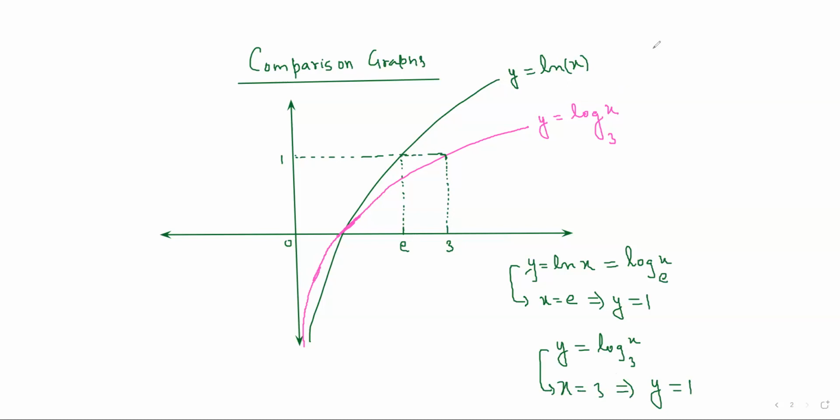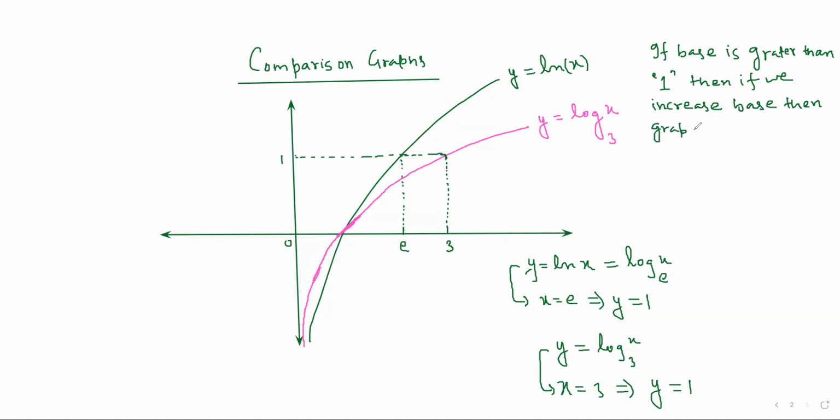So you can say that if the base is greater than 1, and if we increase the base, then the graph will be rotated clockwise about the point (1, 0). So this is the important observation from my side.